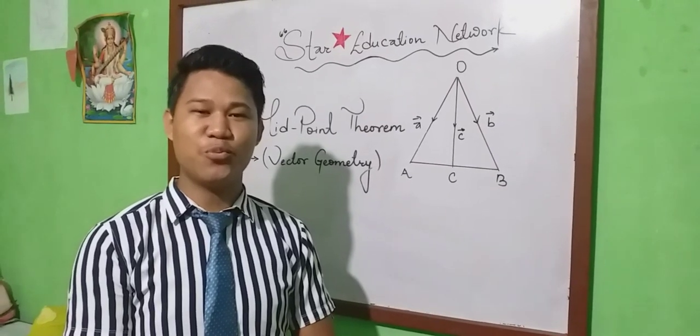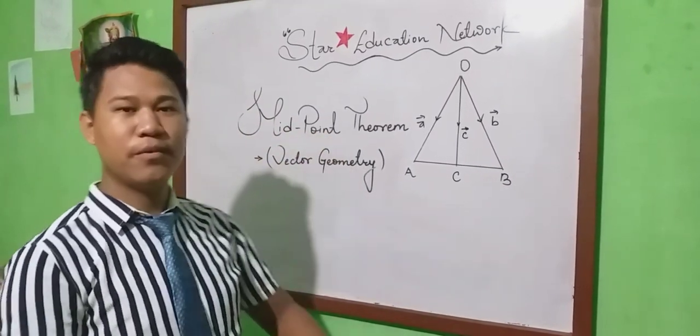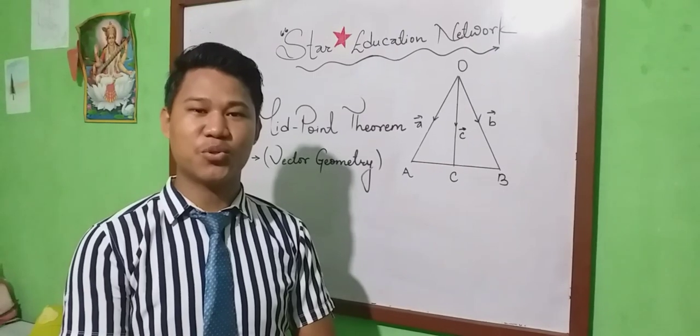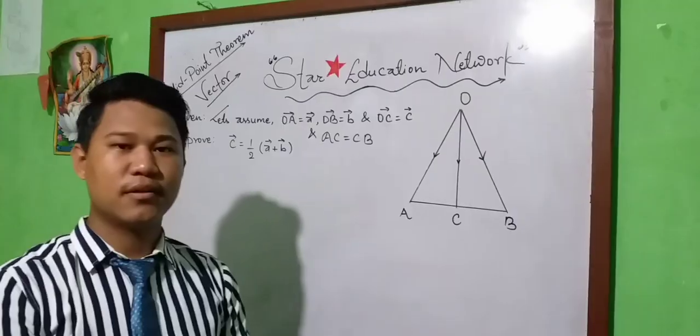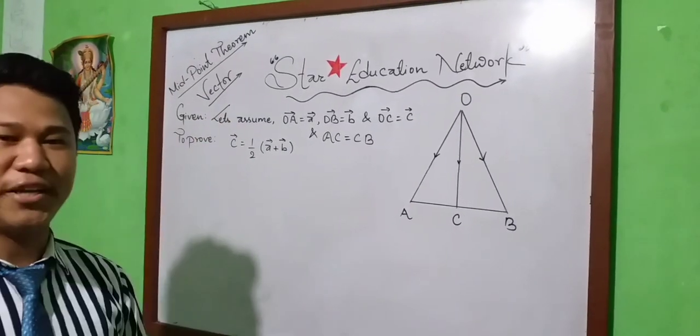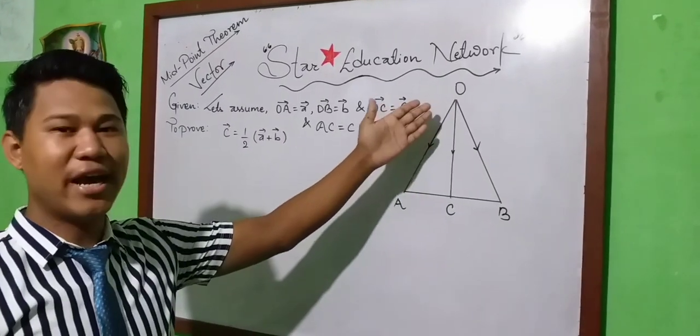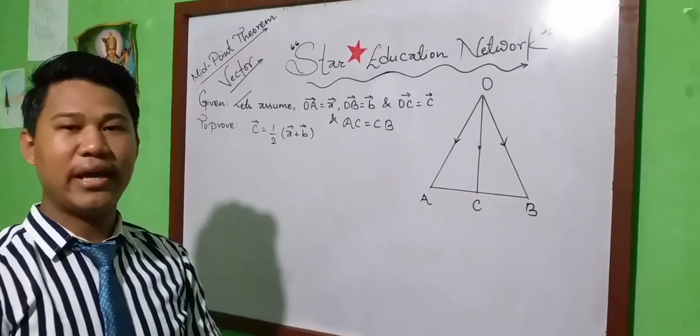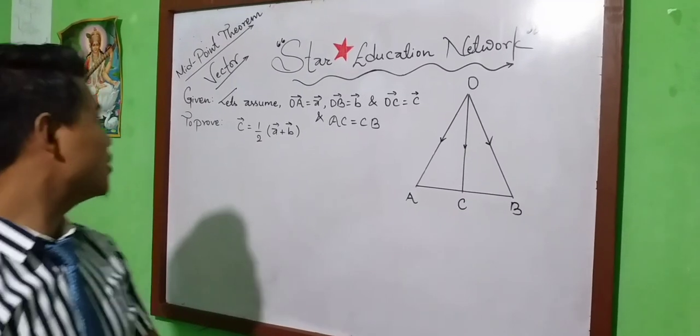Today I am here with a new video, Midpoint Theorem of Vector Geometry, and the solutions. Here we go, the topic of today. So here we have a triangle OAB where the givens are.